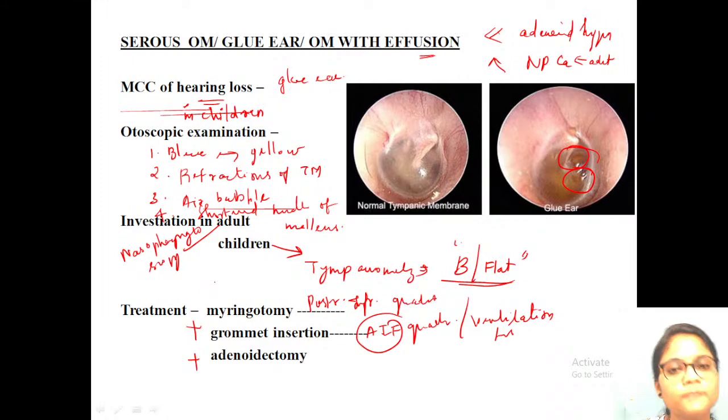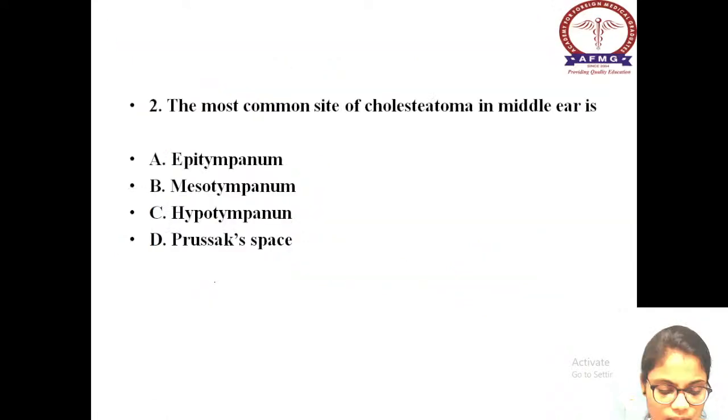The next question, the second question: the most common site of cholesteatoma in the middle ear is. What are the options? Option A, epitympanum. Option B, mesotympanum. Option C, hypotympanum. And option D, prussak's space. So what would be the most probable answer for this? Anyone else?